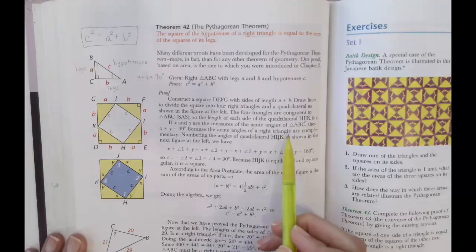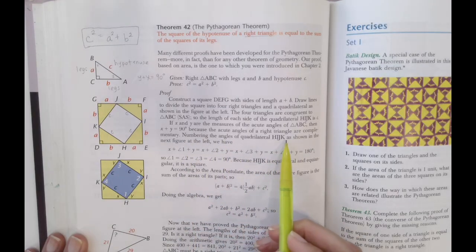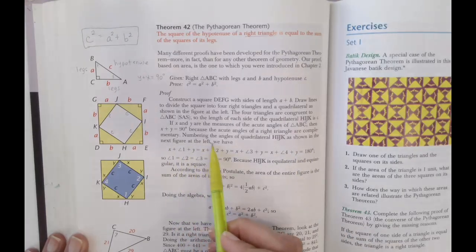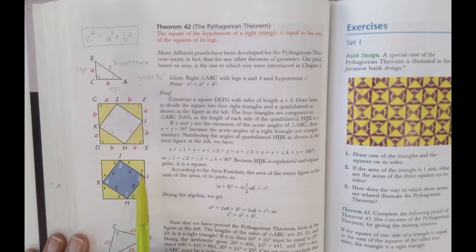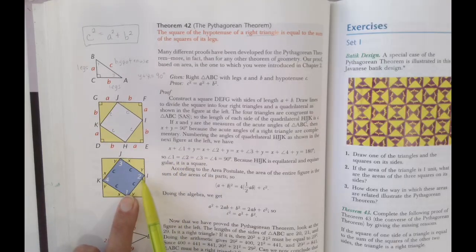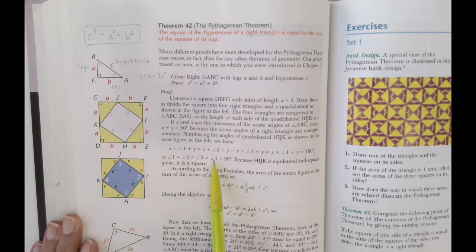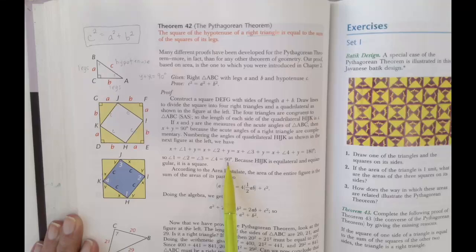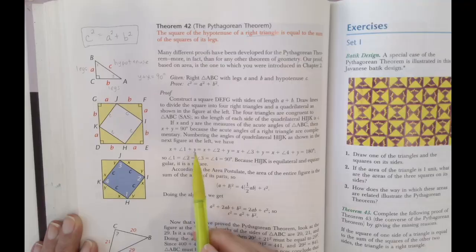Because the acute angles of a right triangle are complementary, we number the angles of the quadrilateral HIJK as shown in the next figure at the left. See how we have the angles here, x, y, x, y, x, y. We have angle 1 equals angle 2, yes, and angle 3 equals angle 4. And these all equal 90 degrees. Oh, I skipped a line up here. X plus angle 1 plus y equals x plus angle 2 plus y.